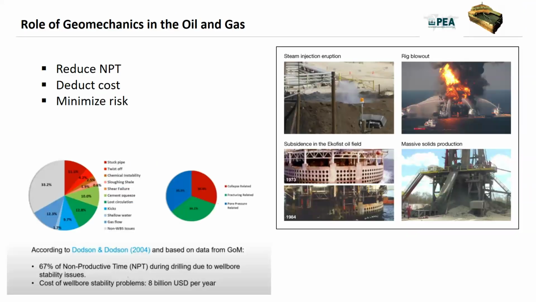The key role of geomechanics is to reduce the NPT, so reduce cost and minimize the risk. Based on the Dodson paper and on this published data, 67% of the NPT is due to wellbore stability issues. We can estimate that the cost of these wellbore stability problems is around 8 billion USD per year. So we can avoid all these losses by simply making a comprehensive mechanical earth model for our field.